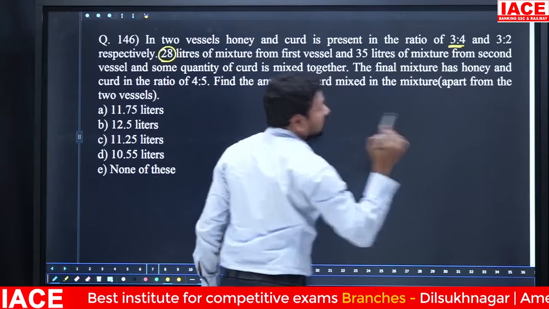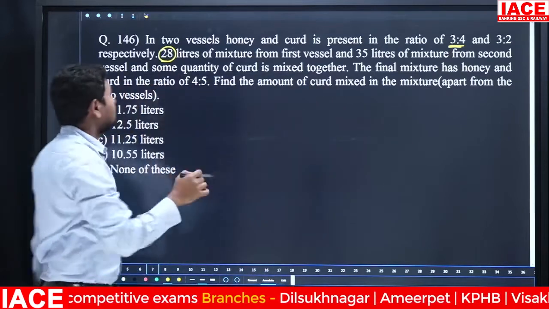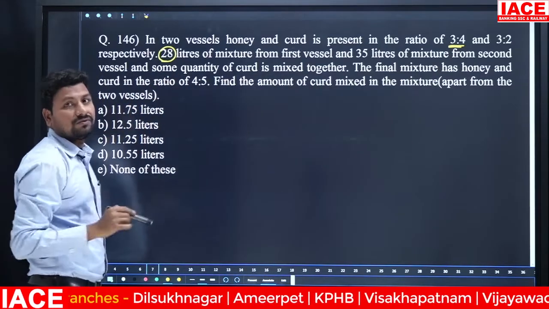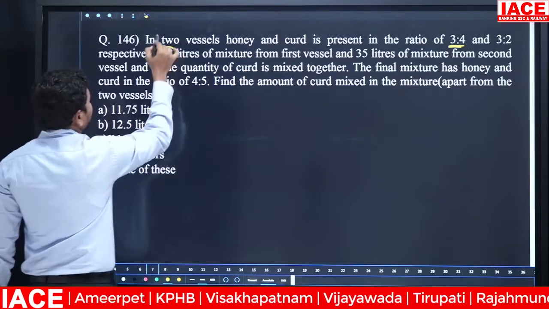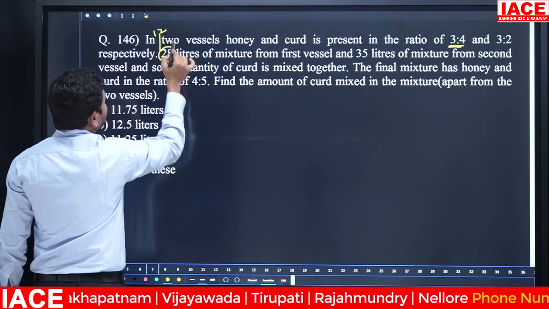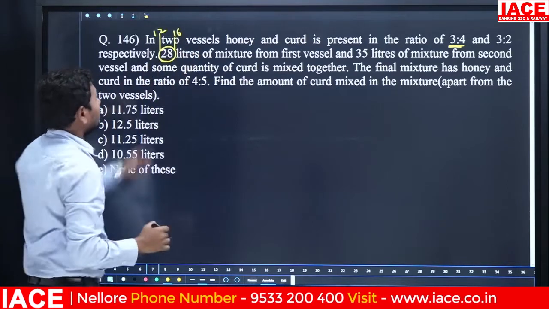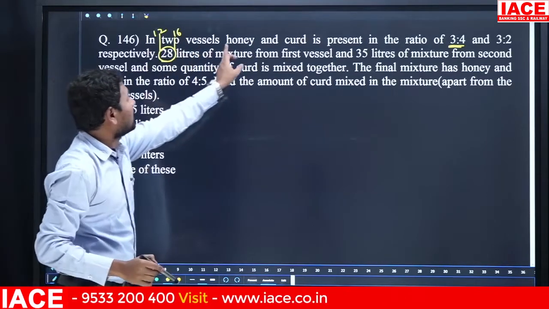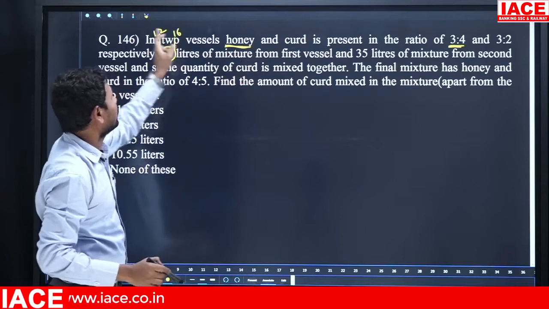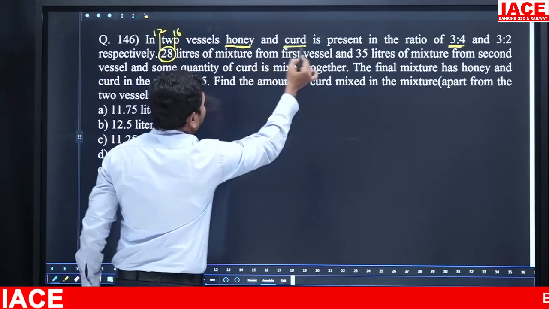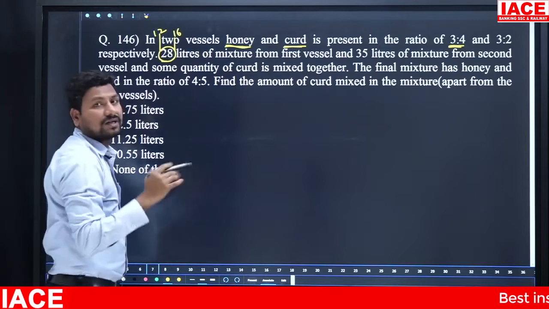3:4. 3 plus 4 is equal to how many parts? 7 parts. 7 parts is equal to 28 liters, means 1 part is equal to 4 liters. Then 4 3s is 12 liters, 4 4s is 16 liters. 16 plus 12 is equal to 28 liters. In this 28 liters, honey is 12 liters and curd is 16 liters.